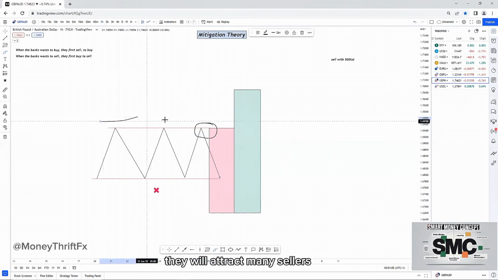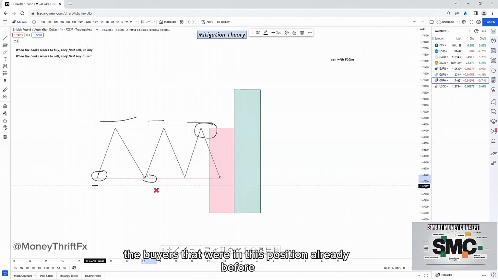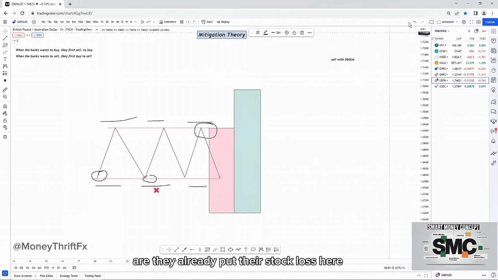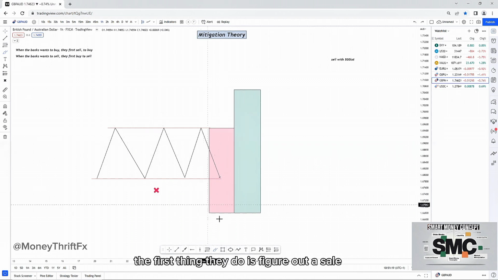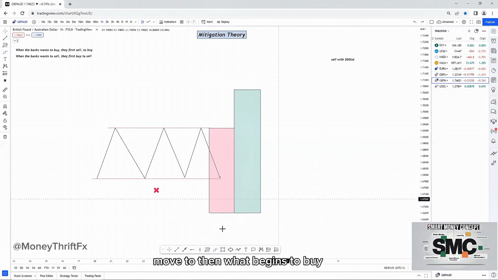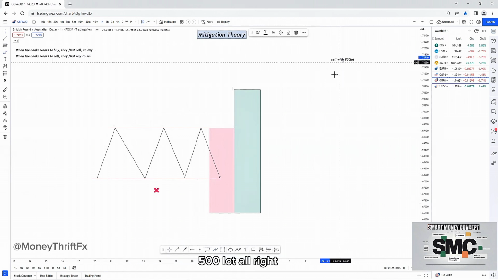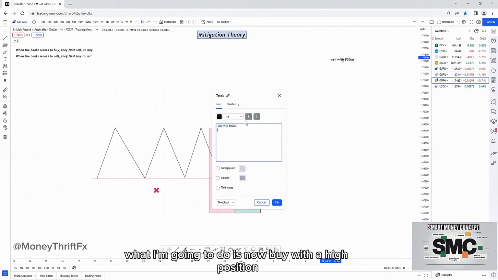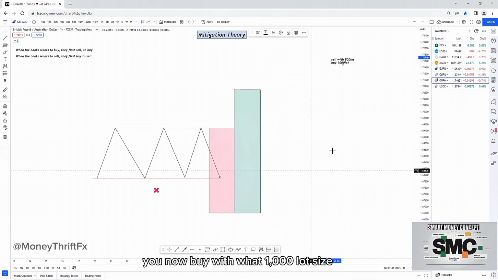So with this sell move, they enter here and attract many sellers who will put their stop loss at the very top here, whereas the buyers that were in this position before had already put their stop loss somewhere at this particular point. So when the banks want to buy, the first thing they do is fake out a sell move and then begin to buy. Let us say they first started selling with 500 lots. When they now want to buy, they are going to buy with a higher position, let's say 1,000 lots. They will buy with 1,000 lot size.